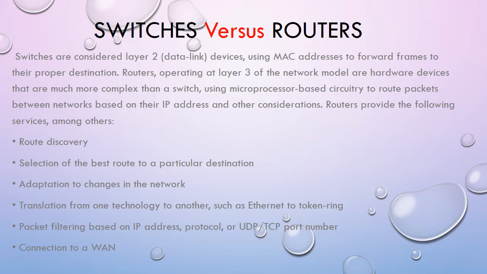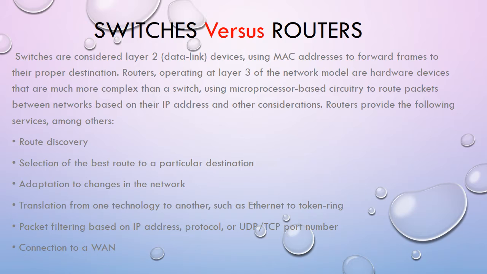Switches versus routers. Switches are considered layer 2 data link devices, using MAC addresses to forward frames to their proper destination. Routers, operating at layer 3 of the network model, are hardware devices that are much more complex than a switch, using microprocessor-based circuitry to route packets between networks based on their IP address and other considerations.